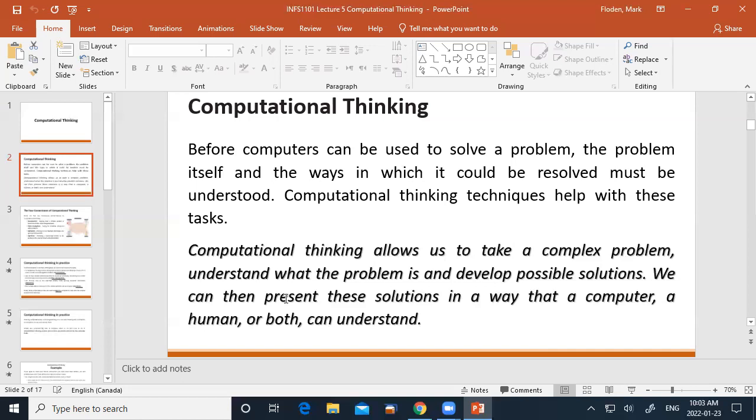Now, a computer can't solve the problem by itself, because remember, computers only do what we tell them to do, but we could maybe tell the computer to do what we think will solve the problem.